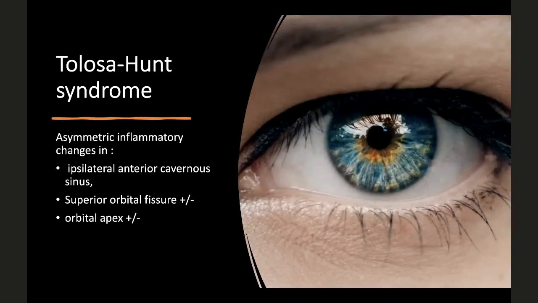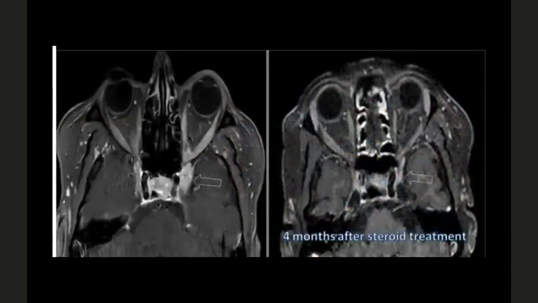So the next entity is going to be Tolosa Hunt. It's 845. So in Tolosa Hunt, ipsilateral anterior cavernous sinus, it's asymmetric. It's an inflammatory change. Superior orbital fissure may or may not be involved. Orbital apex may or may not be involved. I went through this anatomy in axial and coronal for a purpose because neurologists are really interested in the cavernous sinuses and what goes on, right?